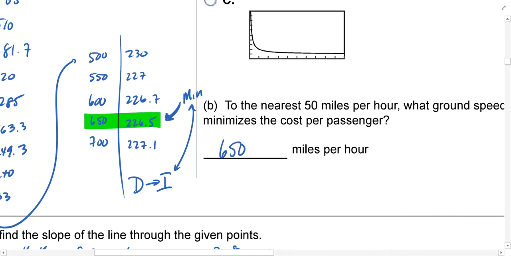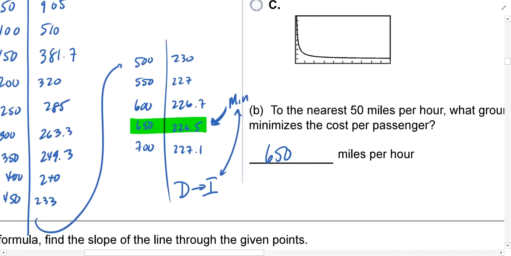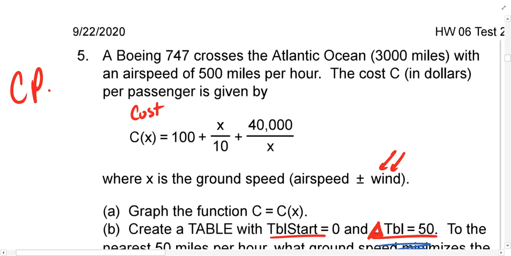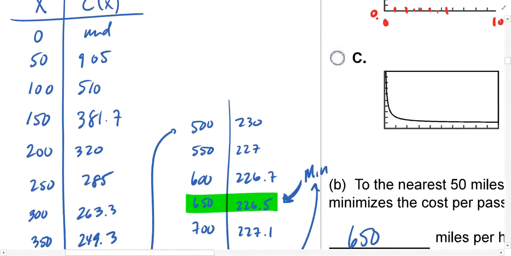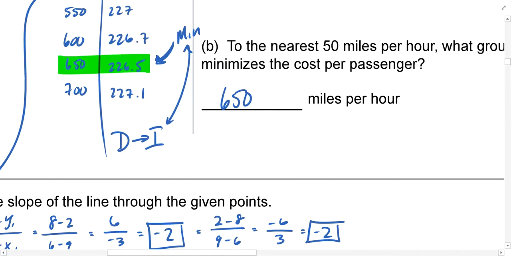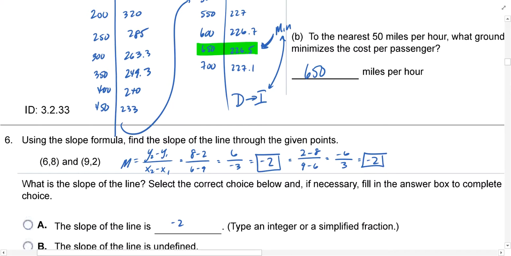So if the airplane could be flying at 650 miles per hour above the ground, even though it's only pushing itself 500 miles per hour, right? It's using its engines to fly at 500 miles an hour. It must be receiving a tailwind of 150 miles an hour, pushing it along, and thus reducing the cost to the passengers.